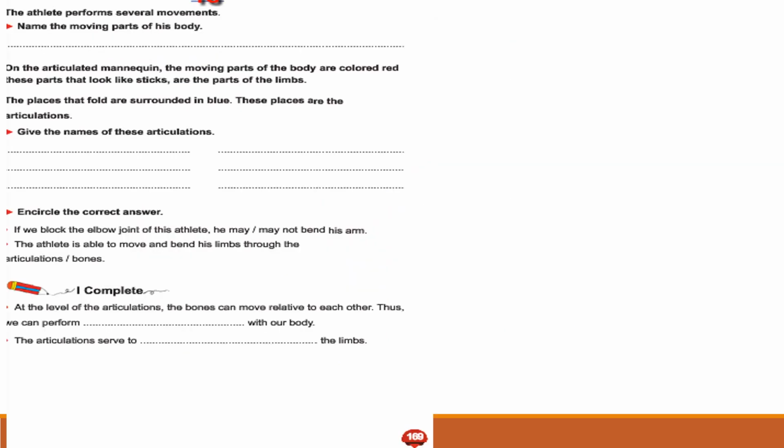Now we're going to solve page 169. The athlete performs several movements. Name the moving parts of his body. Observe the first document. You will see that this athlete is moving his upper and lower limbs, so the answer is the limbs. On the articulated mannequin, the moving parts of the body are colored red. These parts that look like sticks are the parts of the limbs. The places that fold are surrounded in blue. These places are the articulations.